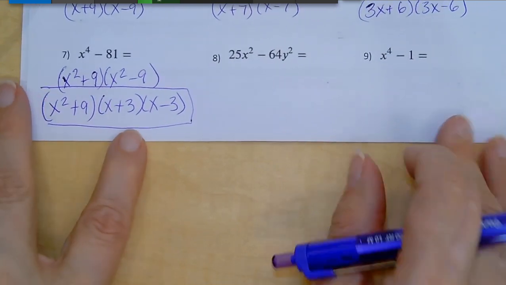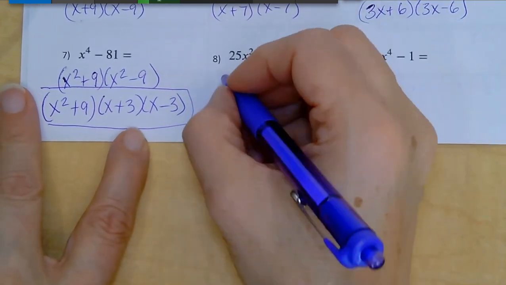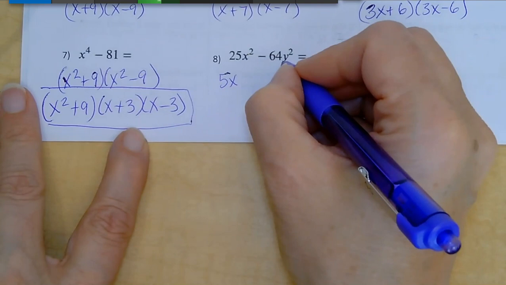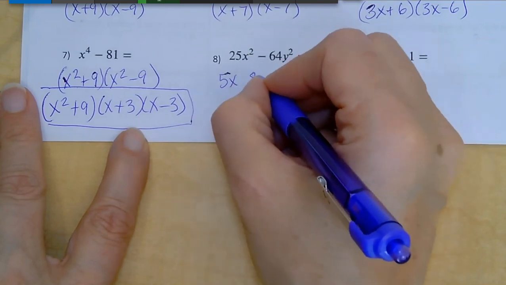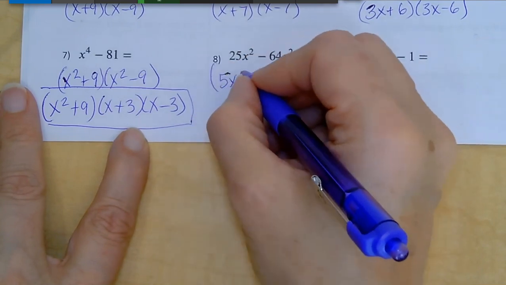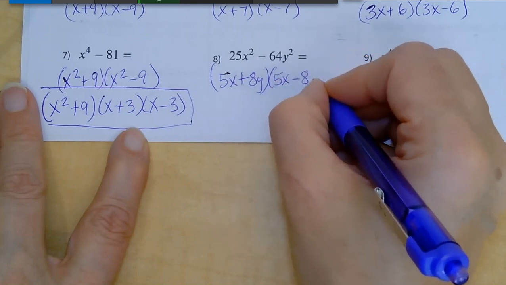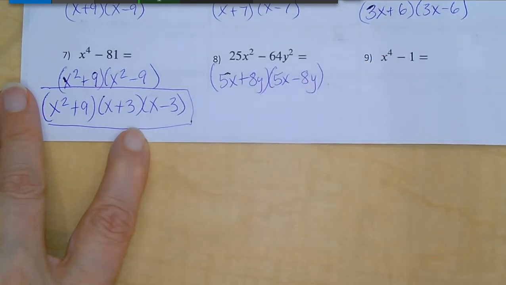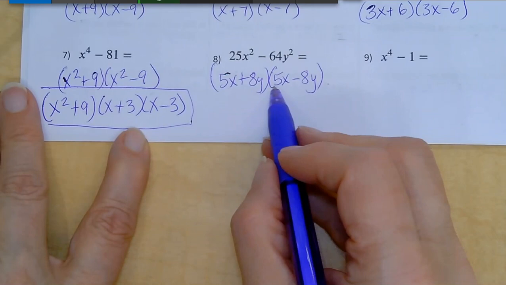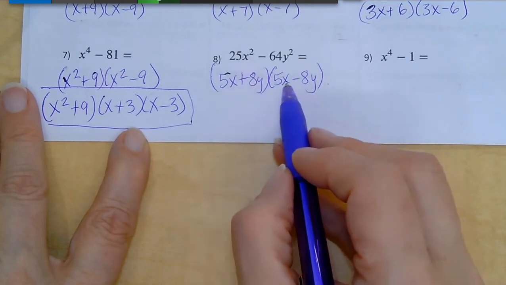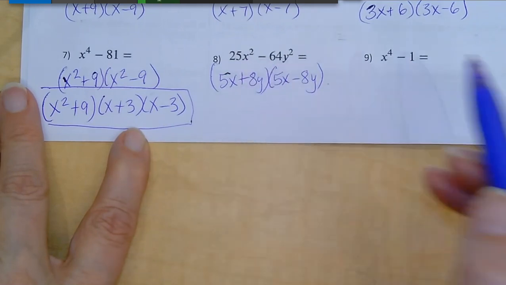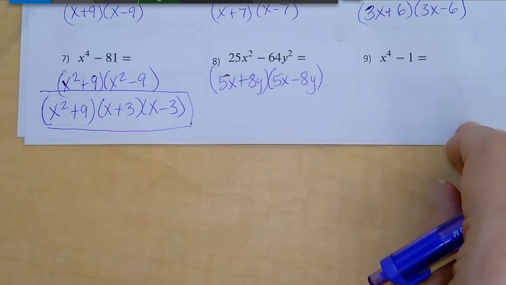Okay, I'm going to try number 8. The square root of 25x squared is 5x. The square root of 64y squared is 8y. So I'm going to say 5x plus 8y times 5x minus 8y. No perfect squares in there anymore. I can always check it. 5x times 5x is 25x squared. Outer and inner cancel, and last is going to be negative 64y squared.